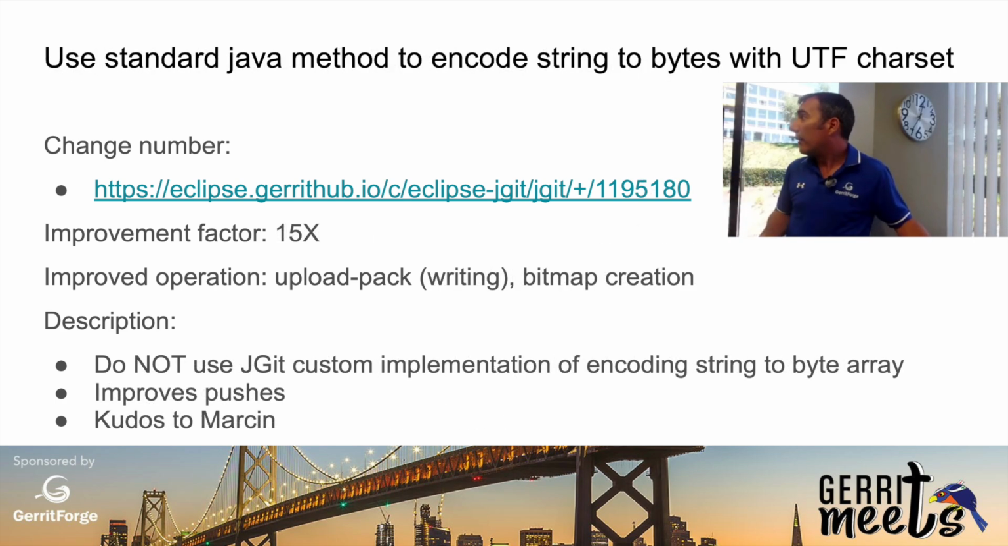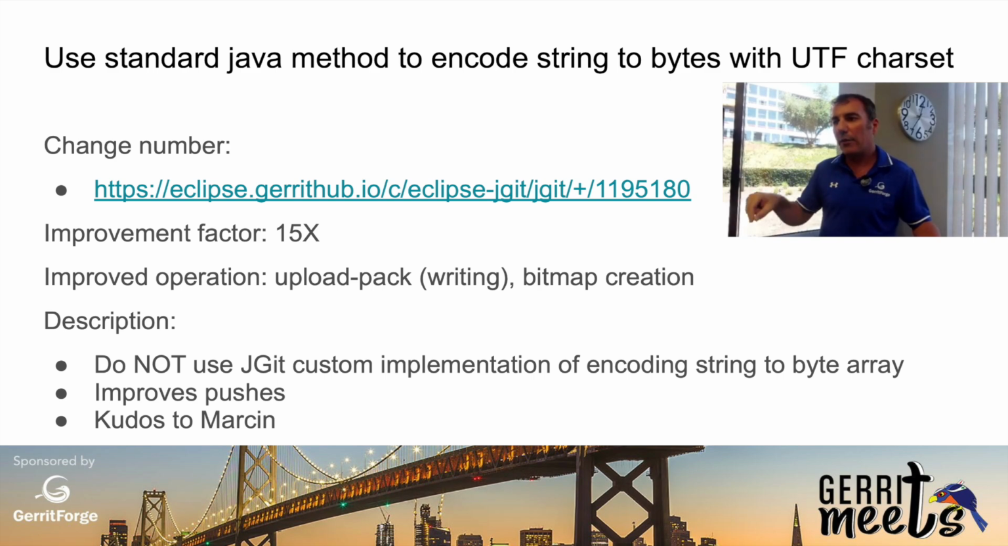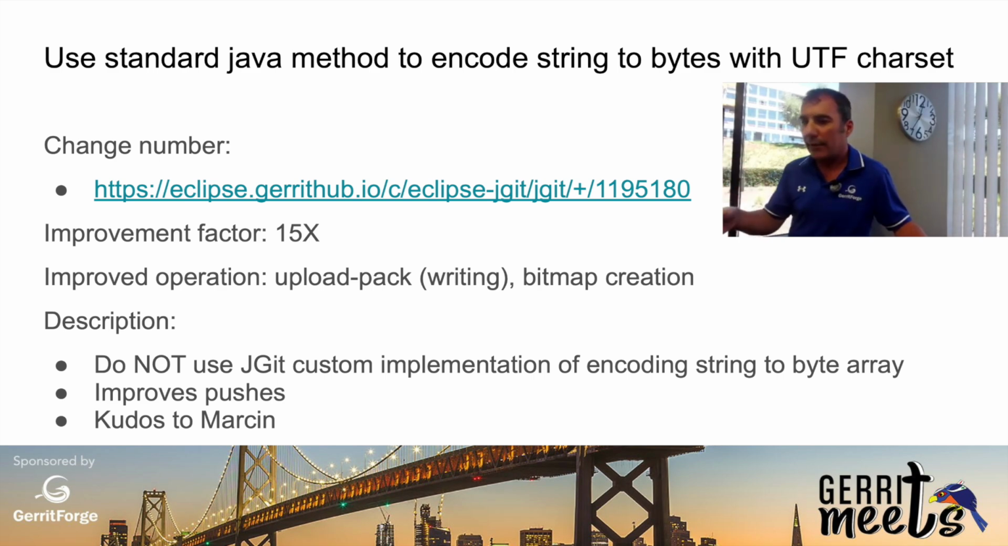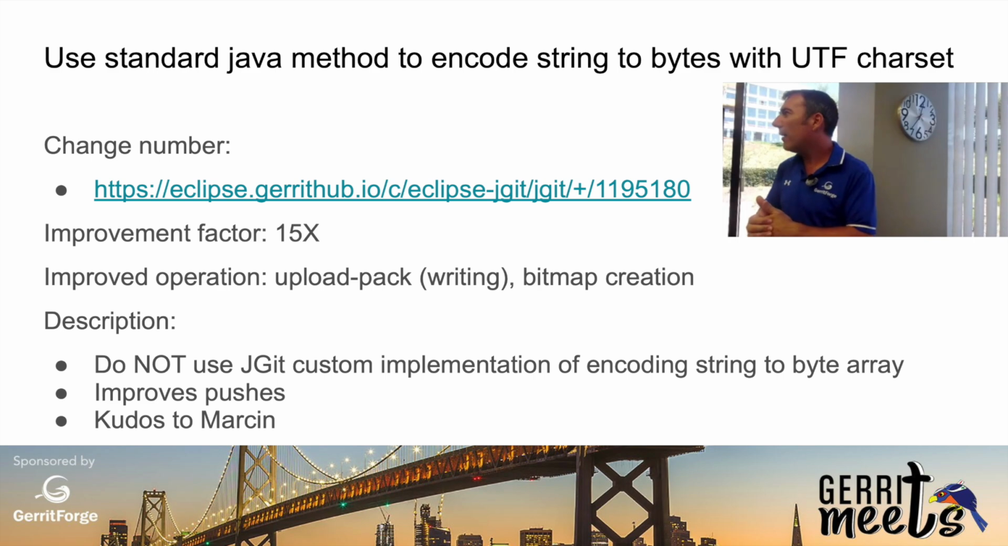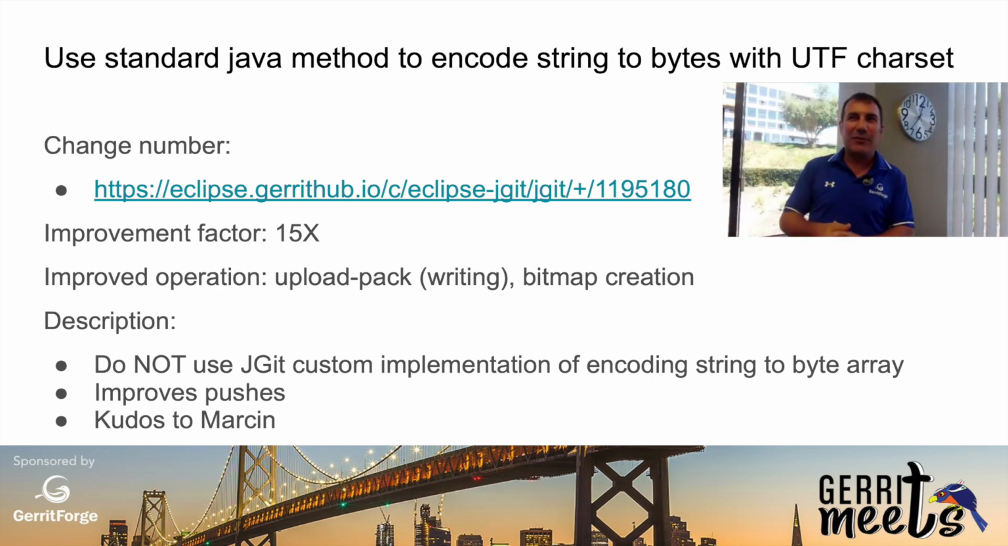Now, next in line, and as you can see, that's my favorite one, with some thermal condition that we're going to talk about in a second. As it is today, JGit uses a custom encoding method to encode strings to bytes. Marcin found this out, so kudos to Marcin for this change. And it was like, okay, why are we using a custom one? Let's see what happens if we just plug in the standard Java encoder. And wow, we had a 15-fold improvement in performance. We were like, wow, that's quite impressive. So I did a bit of digging in the code to try to understand why the hell we're using a custom one. Well, the answer is, I don't know yet.